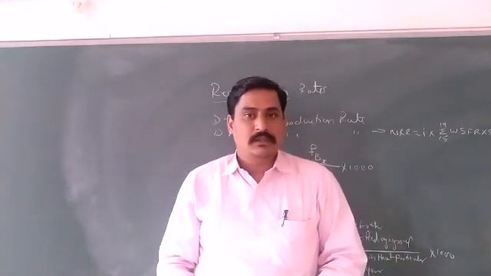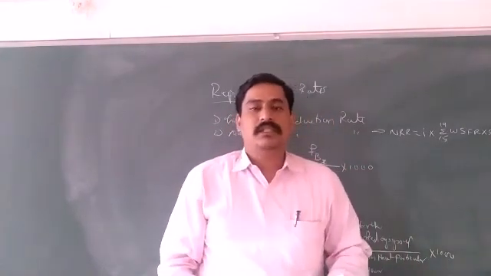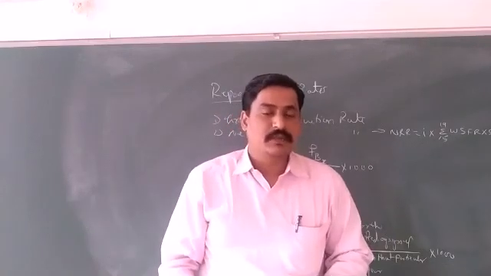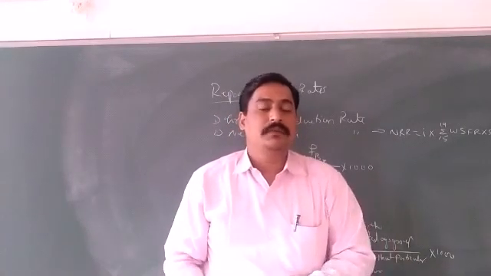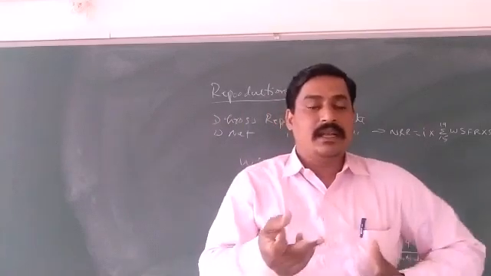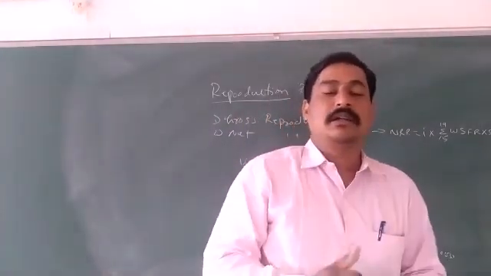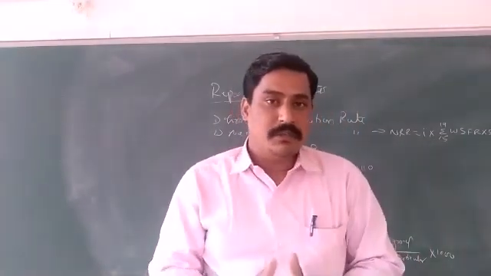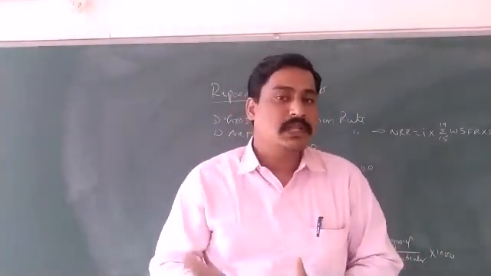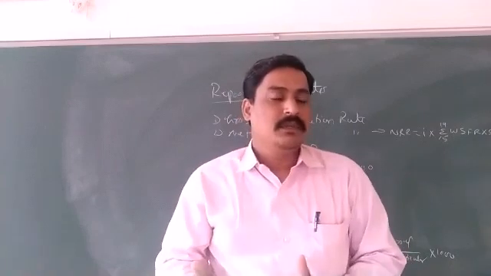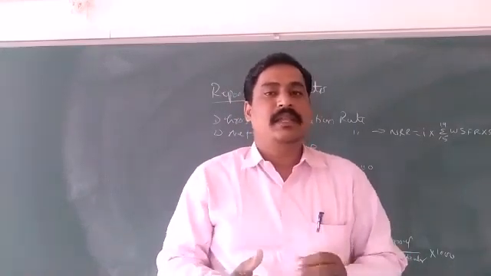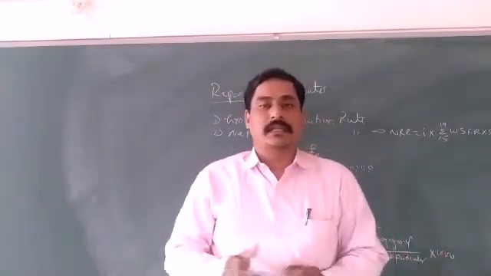NRR is 1: no increase or decrease, stable population. If NRR is greater than 1, population is increasing, and if NRR is less than 1, population is decreasing. Same for GRR. If GRR is 1, stable population; if GRR is more than 1, increasing population; and if GRR is less than 1, then population is going to decrease.